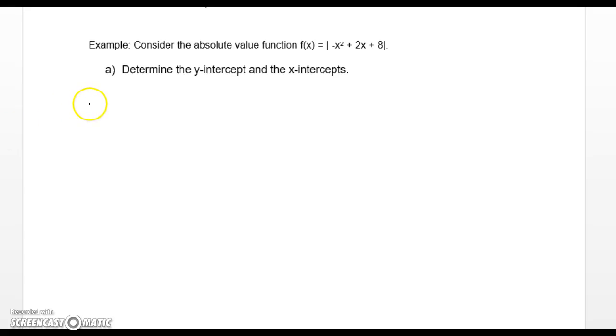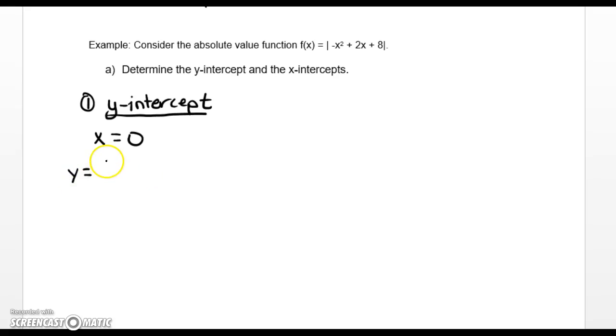So the first one here is we can find out the y-intercept. So your y-intercept is where it crosses your y-axis. So that means that at that point, that's where x is equal to 0. So you're going to put x is equal to 0 into your equation, and then you're going to solve for y. So in our function here, we can replace the f of x with y, if that makes our brain happier. So you have y is equal to the absolute value of negative 0 squared, plus 2 times 0, plus 8.